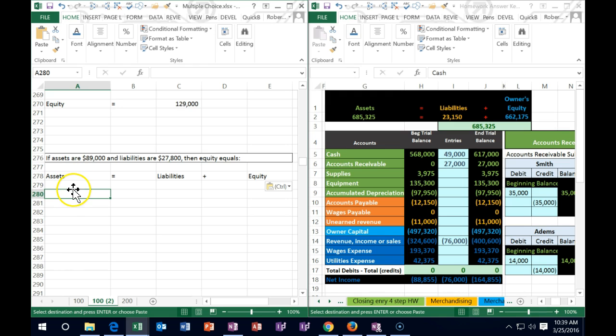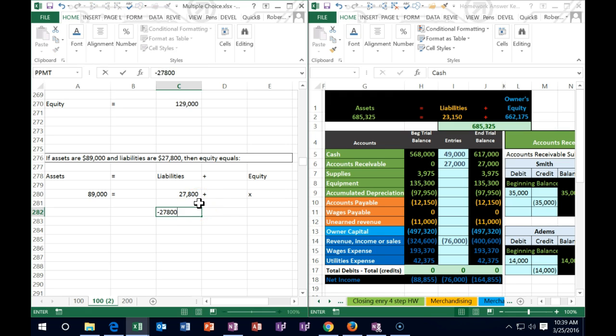So we know that assets this time are 89,000, and we're going to say that equals liabilities. So now we know liabilities are 27,800. We don't know equity, so once again, equity is the unknown. So we've got to get rid of this 27,800. Therefore, I'm going to subtract that on both sides so we can solve for X.